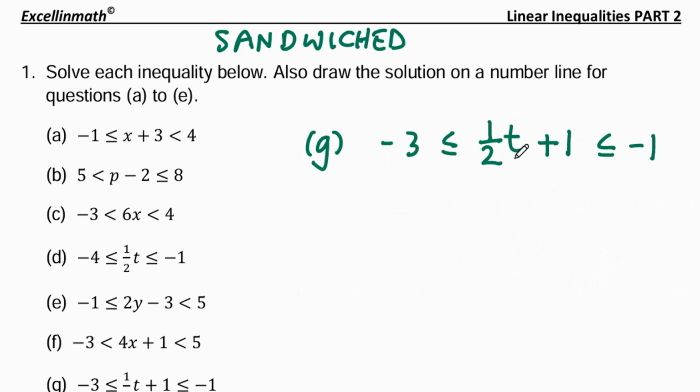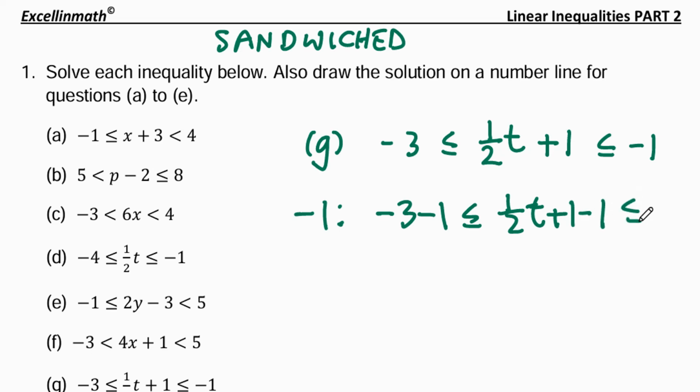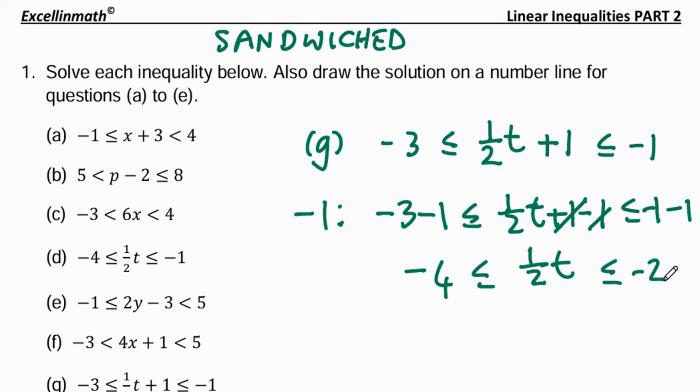We want to isolate the t here, and once again, we can first get rid of what we're adding or subtracting. Since we are adding 1 here, we can subtract 1 through. So negative 3 minus 1, a half t plus 1 minus 1, and then negative 1 minus 1. So this will be negative 4. Here the 1's will cancel. And negative 1 minus 1 is negative 2.